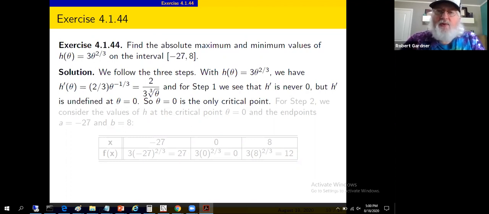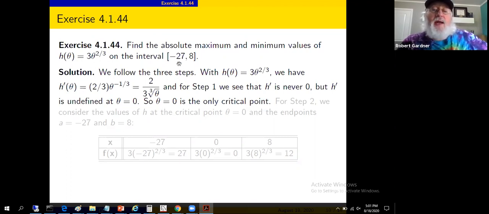What's that tell you about the graph? It ain't nice and smooth. If it was nice and smooth, we wouldn't have this undefined derivative. More of this in another example. They didn't have us graphing this time. They just had us finding extrema. But we'll do one shortly where we look at some oddball behavior concerning critical points where the derivative is undefined. All right, so theta equals 0 is the only critical point we have.